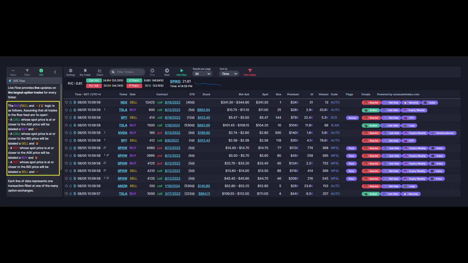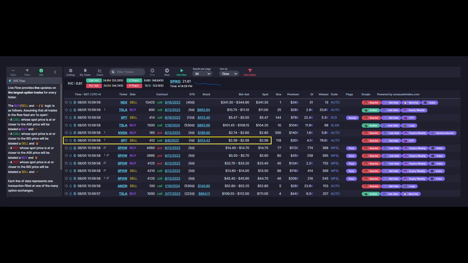Traders will generally assume that a transaction occurring at or closer to the ask price will be the result of a buy transaction, and that a transaction occurring at or closer to the bid price will be the result of a sell. But again, we would only be making an assumption here. We can often feel very good about our assumptions, but 100% certainty is not achievable.